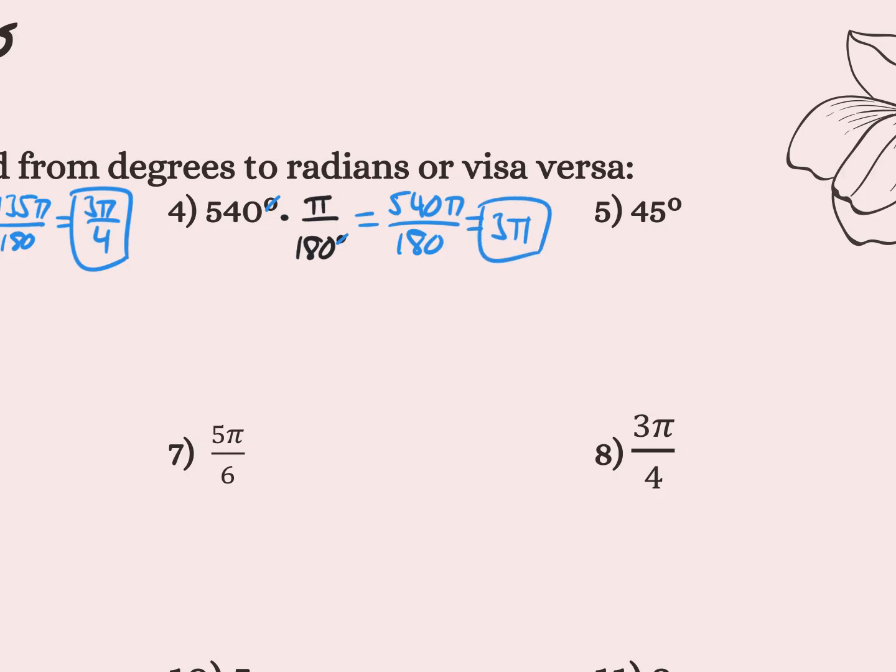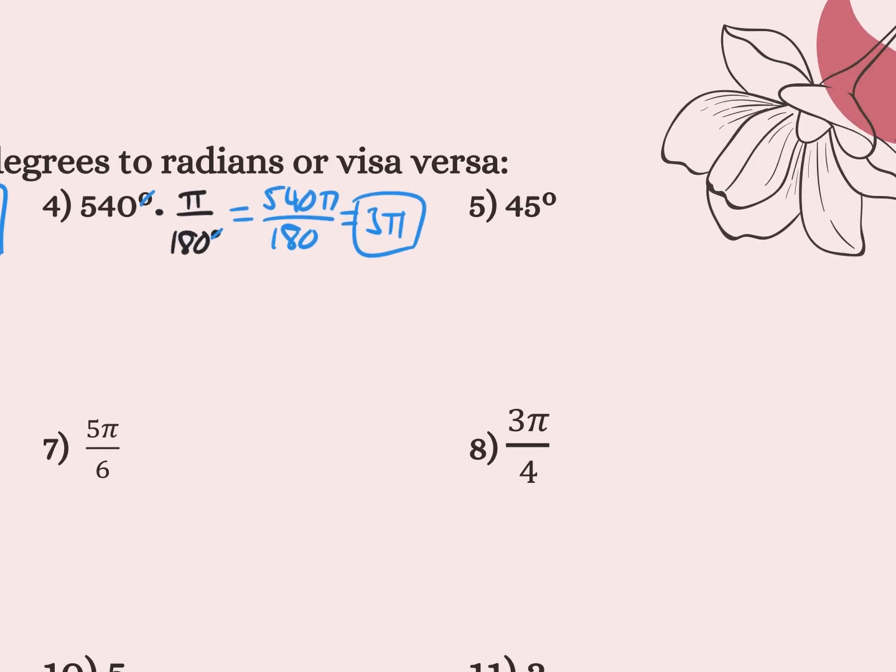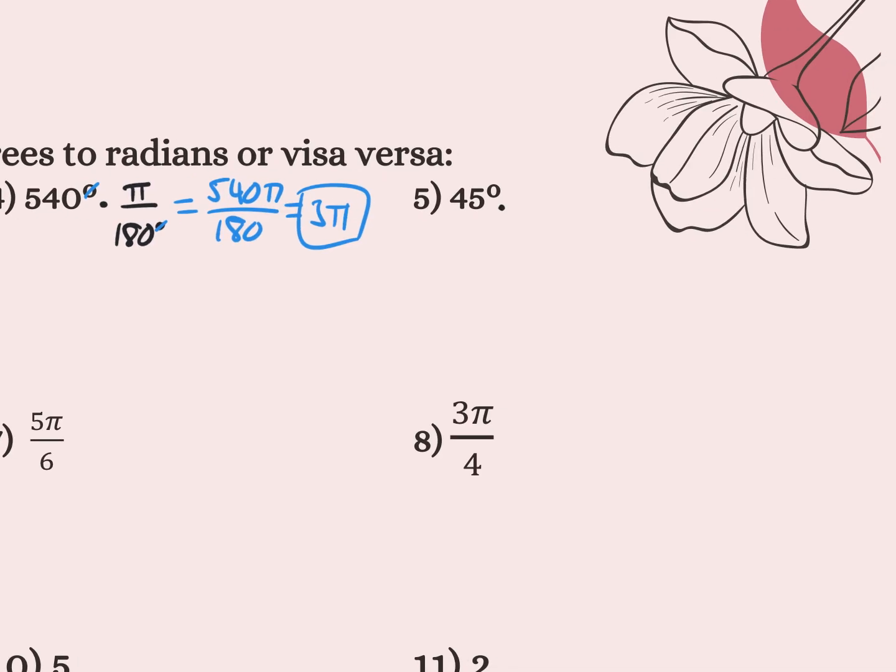All right, and there's your answer in radians. Exact same thing with number 5, right? 45 degrees, I'm going to multiply it by pi over 180. I'm going to want my degrees on the bottom. That's what you're trying to cancel out. All right, cancel out your degrees, and then you end up with 45 pi over 180. And then upon simplifying this all the way, we end up with pi over 4 in radians.